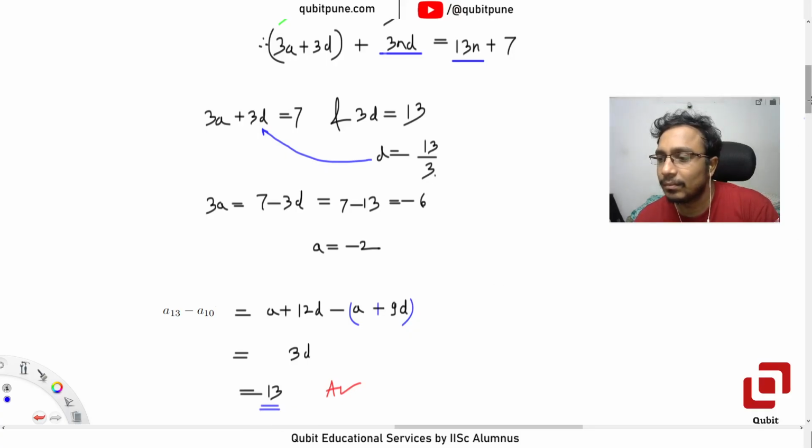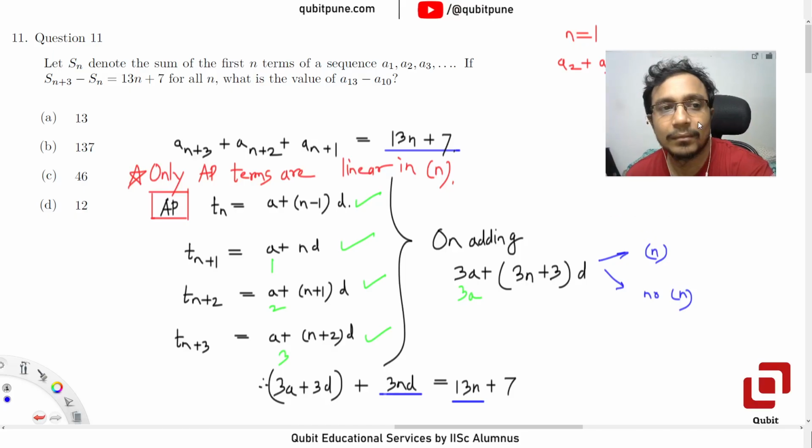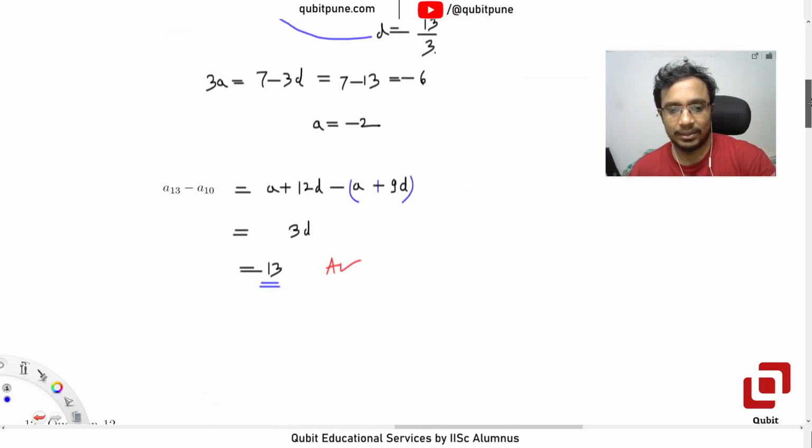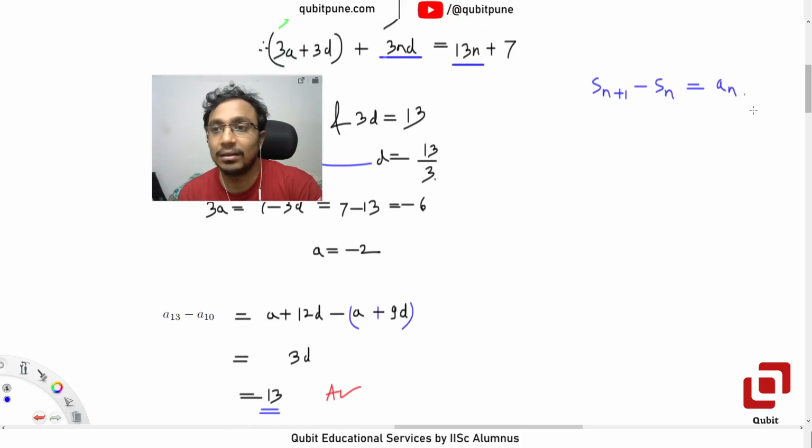Sir, may I suggest another method? Yeah, please. We can also use the Sn plus 1 minus Sn equals An property. Oh, okay. Fine. Go ahead. So we can first put n equals 10, and then we can put n equals 9. So we will get two equations, and then we subtract them. Hold on a second.